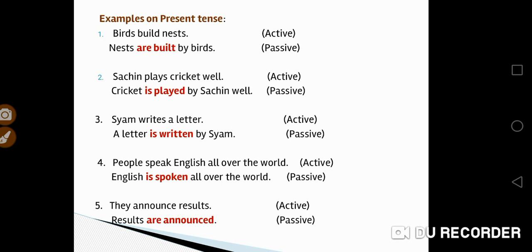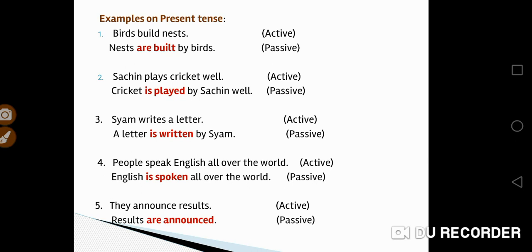Next, Sachin plays cricket well. Here, cricket becomes the subject in passive, so that is in singular, we can write is played. Cricket is played by Sachin well. Shyam writes a letter. Here also a letter is in singular, so we can use is written. A letter is written by Shyam.